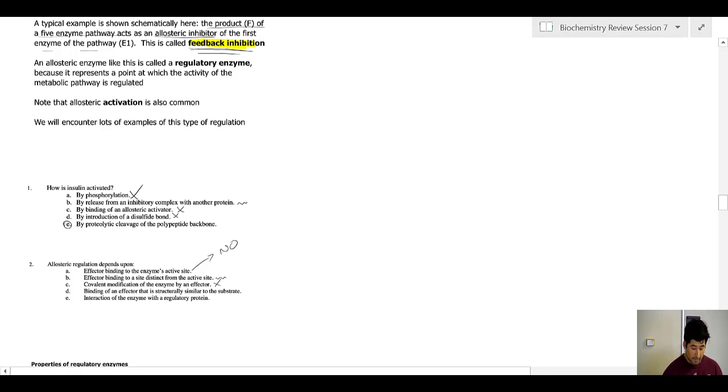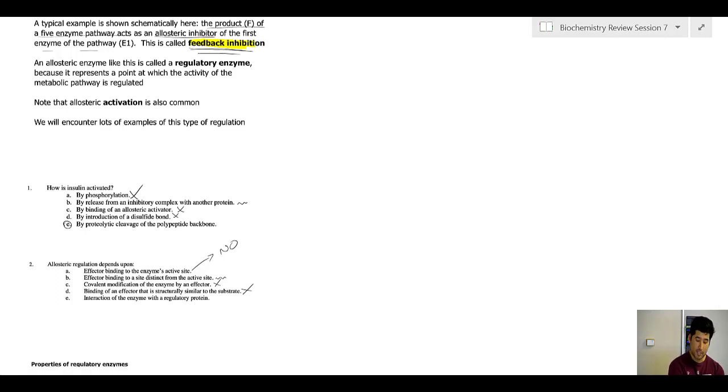Exactly. So if you bound an effector that is structurally similar to the substrate, what type of inhibition do you think that is? Competitive. All right. What about E, interaction of the enzyme with a regulatory protein?